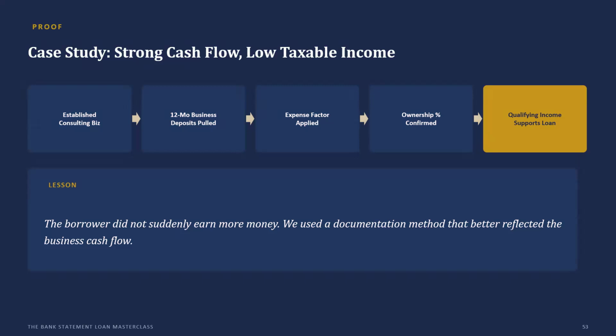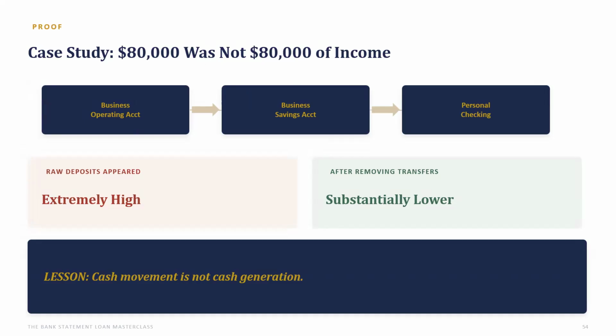And here's a case study: a strong cash flow, low taxable income, established consulting business. I had a client do this. 12 months of business deposits were pulled. We used the expense factor. We confirmed the ownership structure. That was it. The borrower did not suddenly earn more money, but we used a documentation method that better reflected the business cash flow. So 80,000 was not 80,000 of income, right?